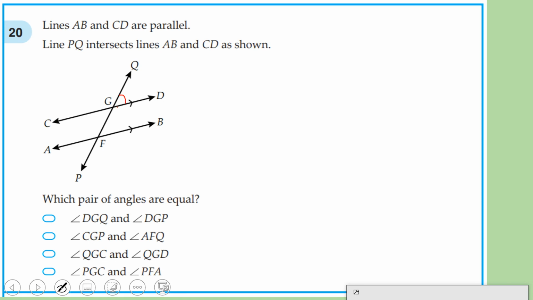No, definitely not. Definitely not. Probably got to pick things that are going in the same direction, I would imagine. CGP and AFQ. So CGP and AFQ. AFQ would be this one.